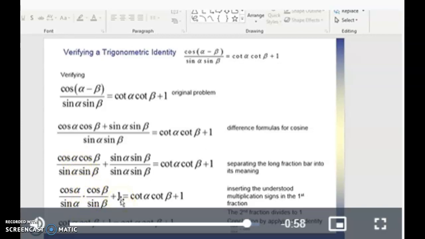Of course, on the right-hand side of the addition sign, we know anything divided by itself equals 1. And then lastly, we know that the cosine of an angle over the sine of an angle is equal to the cotangent of that angle. Same thing again. So now the left-hand side is the cotangent of alpha times the cotangent of beta plus 1, which is identical to the right-hand side. So yes, this identity has been proven. It is true.